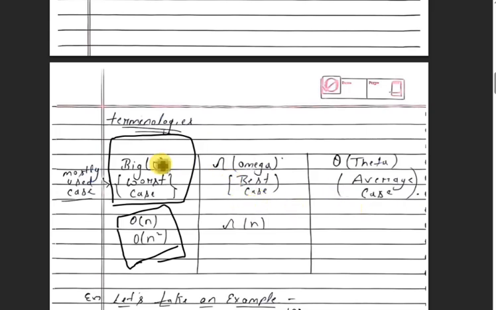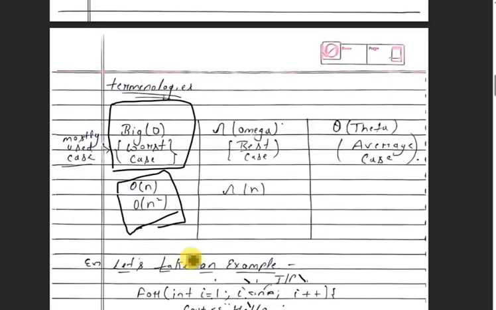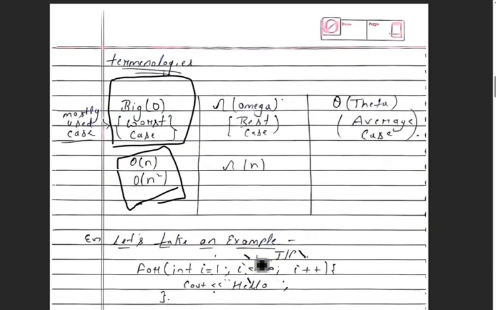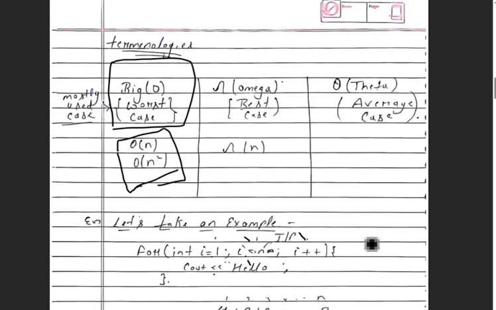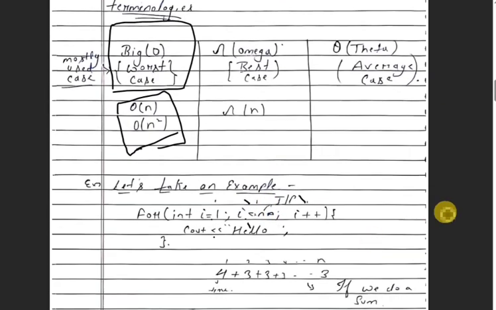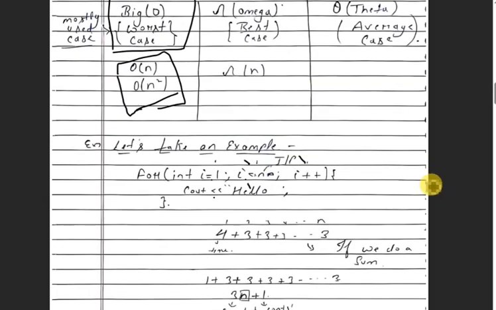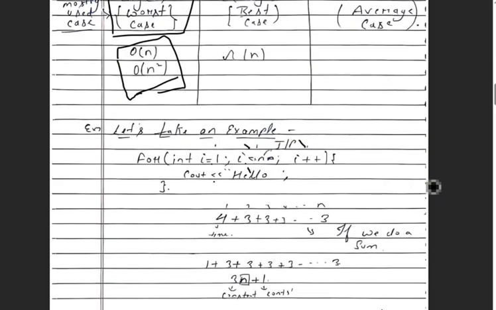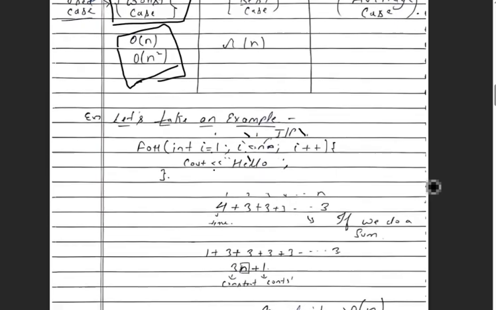But the most used is big O notation, worst case complexity: big O of n, big O of n square. Omega and theta are okay, but big O is the most important complexity. We have to understand it. Okay, next we have some examples. Without examples, we can't understand what the problem says, what the complexity is, what happens here.